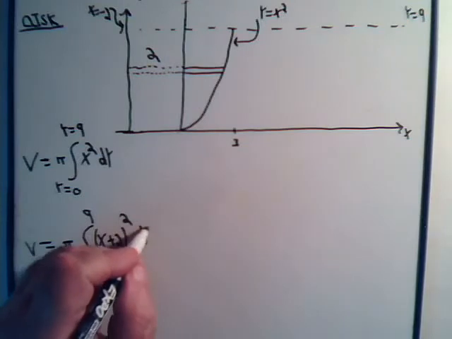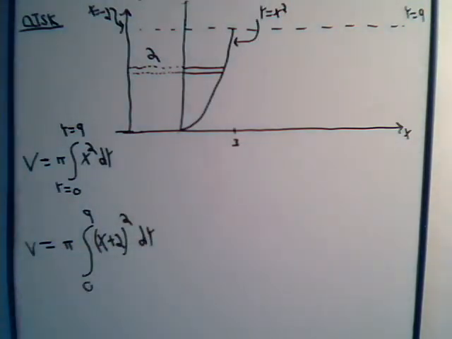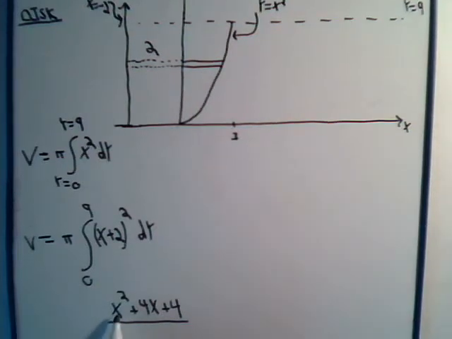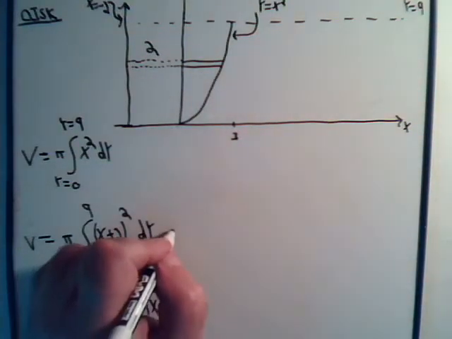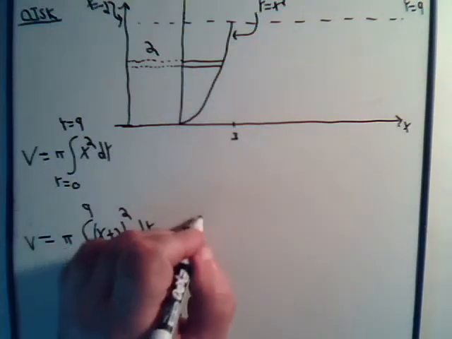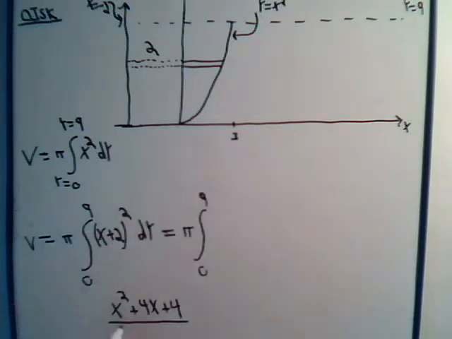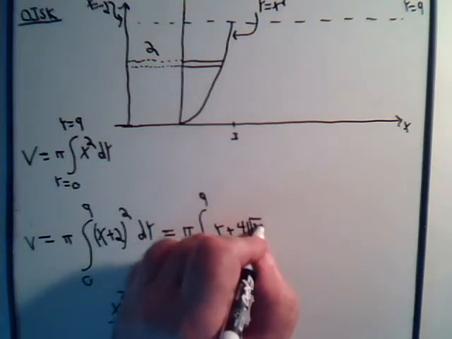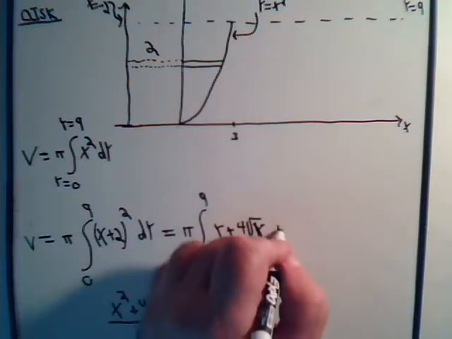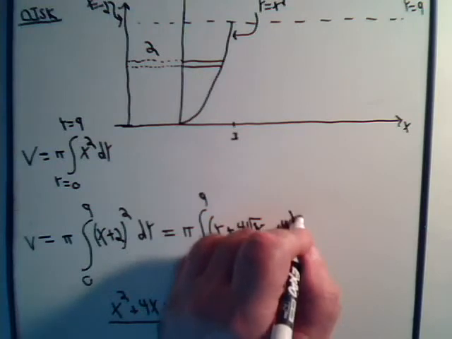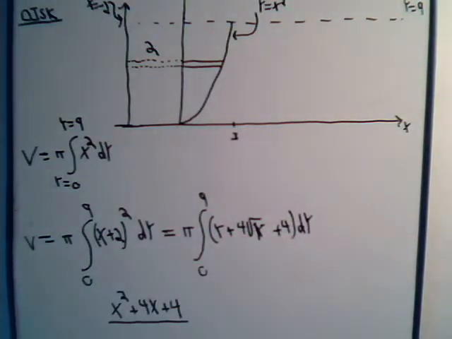Squared dy, and we're still integrating with respect to dy. So we multiply this out, we have x squared plus 4x plus 4, but x squared is y. That will be the square root of y, so this will be equal to pi times the integral from 0 to 9 of x squared, that's y, plus 4 times the square root of y, plus 4. And that becomes our new volume integral.